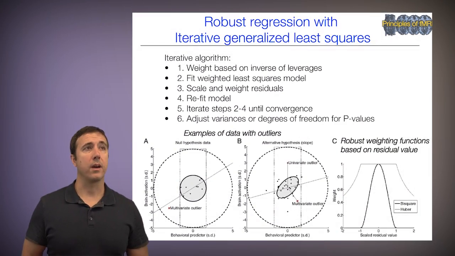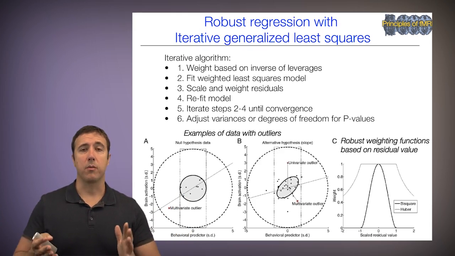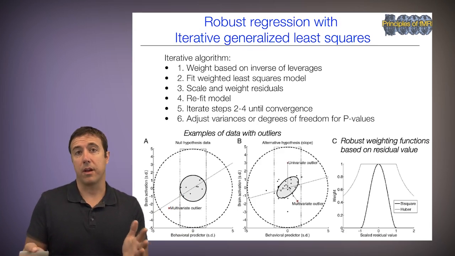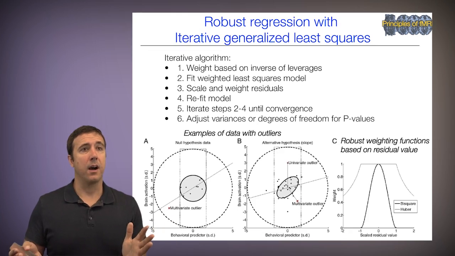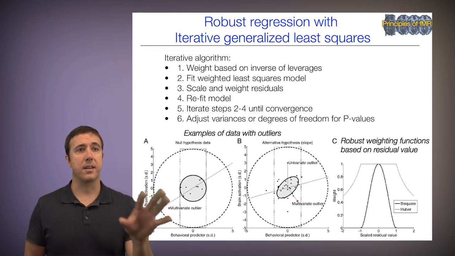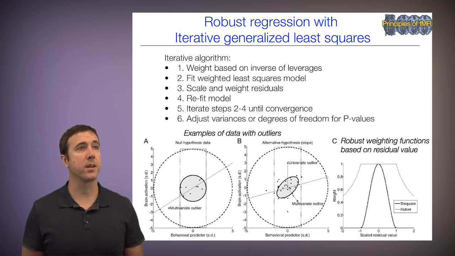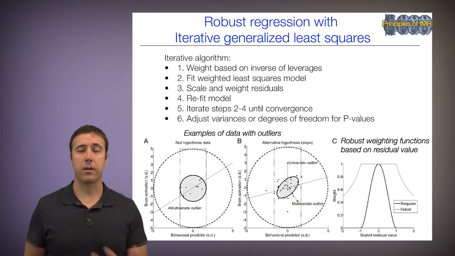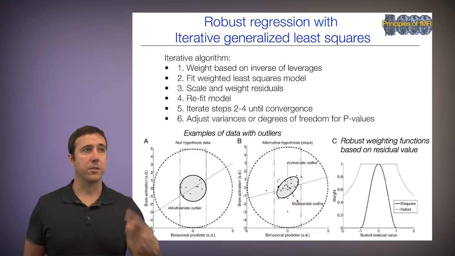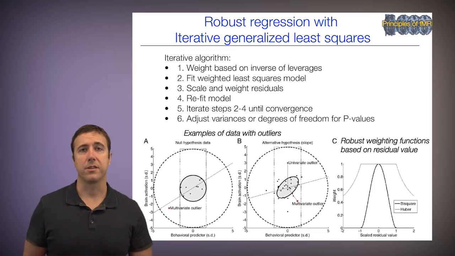First, we often weight based on the inverse of the leverages, so we don't want extreme values to dominate even our initial fit. We fit the weighted least squares model, and then we scale the residuals by a robust estimator of their outlier status, how far they are from the regression line. And we apply a weighting function, and that you can see in C. There, down at the bottom, you can see a couple of popular robust weighting functions, the bisquare function or a Huber function. Once we do that, we refit the model in weighted least squares with the extreme values downweighted, and we iterate those steps until the algorithm converges on a solution.